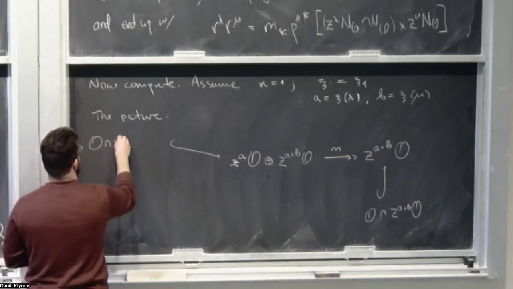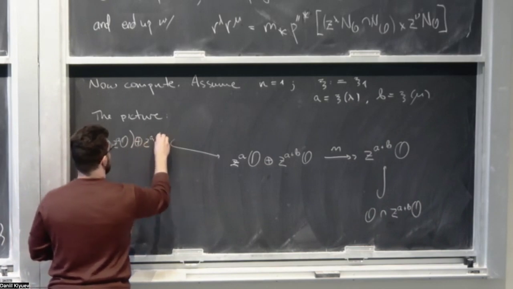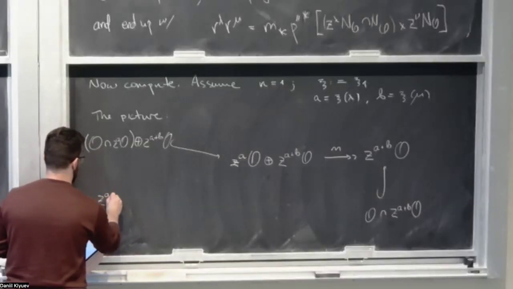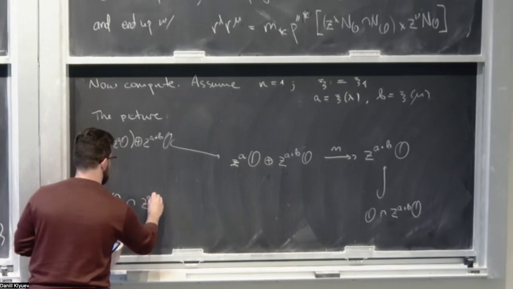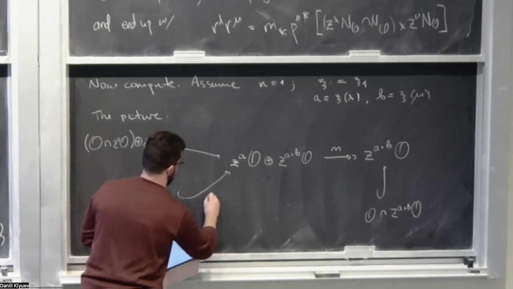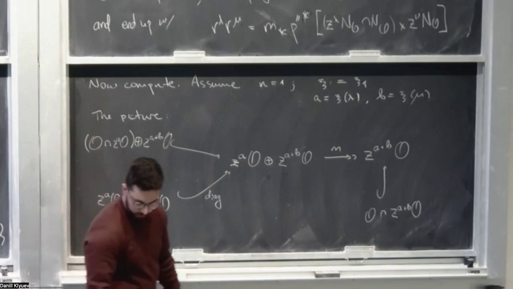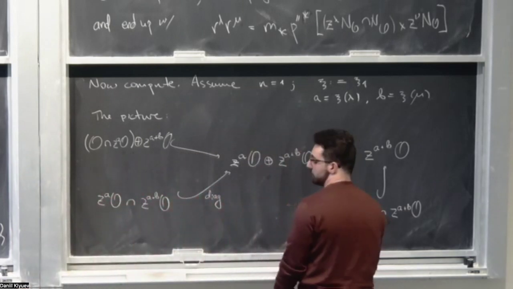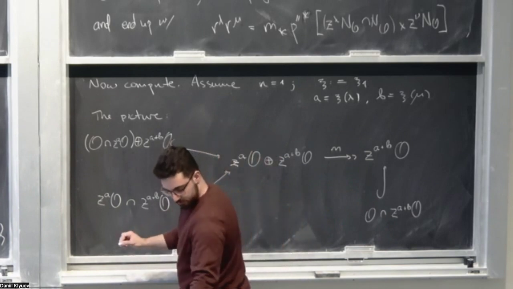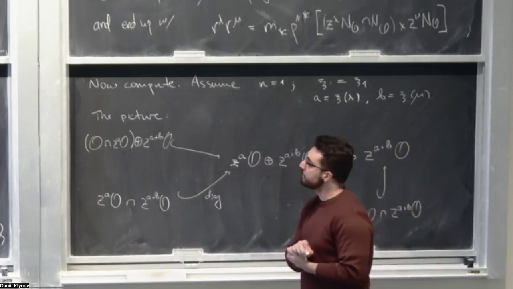O intersect Z8 O. Let's say it must be O. And then there's the other one, which is Z8 O intersect Z8 O. This one lives in here like that, and this one is diagonally inverted. So we had 4 objects and we kind of threw one of them.